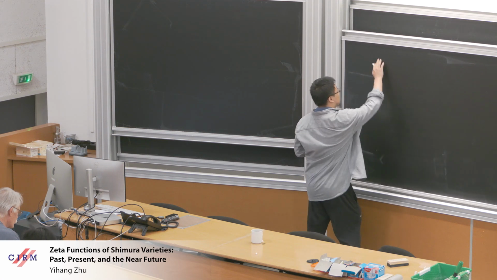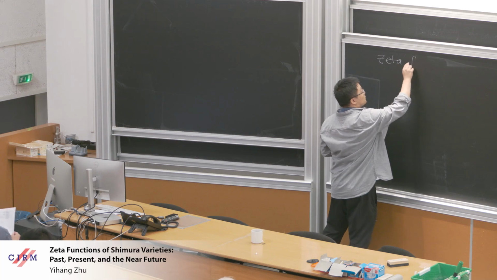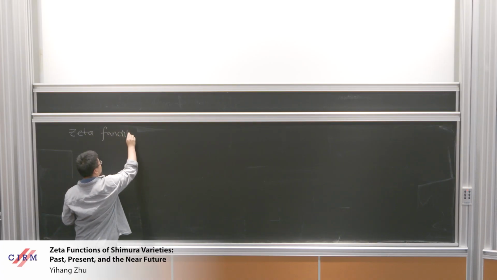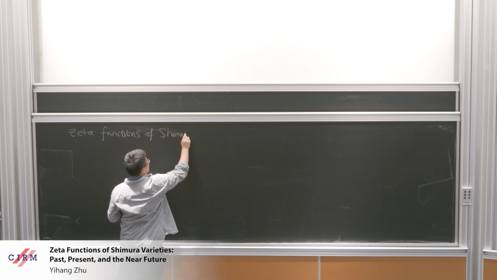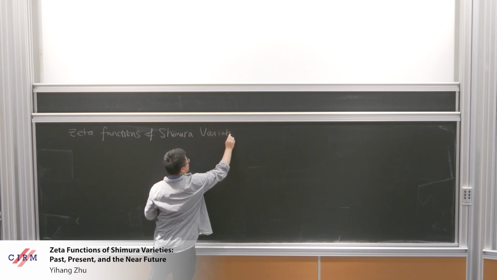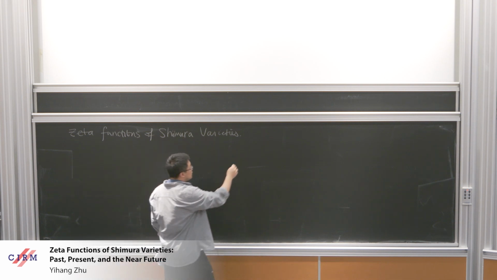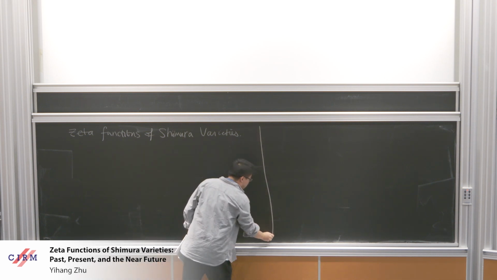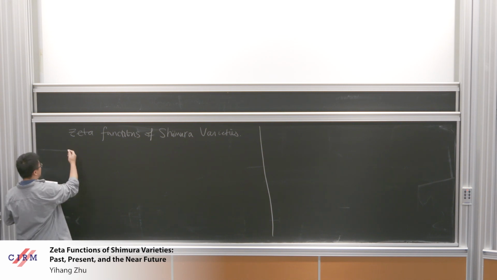Okay, so I want to tell you about the subject of zeta functions of Shimura varieties. So as the title of my talk suggests, I want to first give you some kind of historical overview, and then talk about some current developments and something to be expected in the near future.